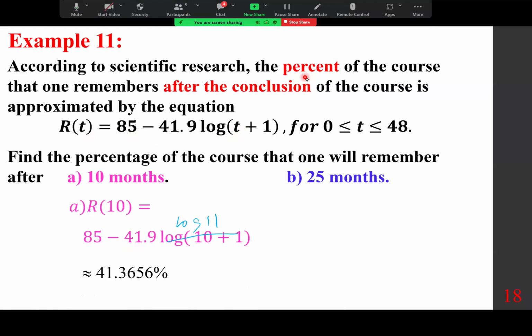So please understand, when you calculate this, you get 41.3656. Then you answer it with the percentage because they said it's a percent. Okay. So what percentage? 41.3656%. What about 25 months? Replace the t with 25.